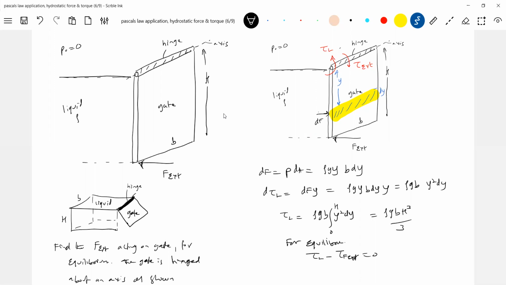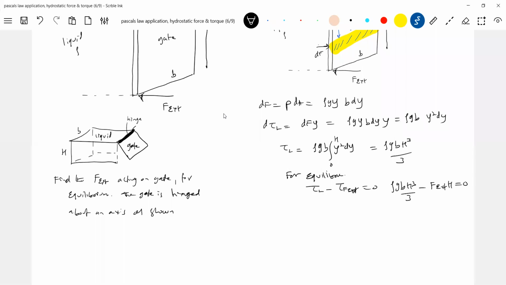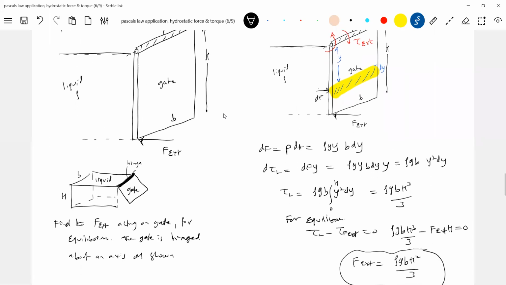The net torque should be equal to 0. So what is the torque by the liquid? We know it. So this will become rho g b h cube by 3 minus F external into h equal to 0. How much external force? Rho g b h square by 3. I should apply this much force. Got the idea, no?